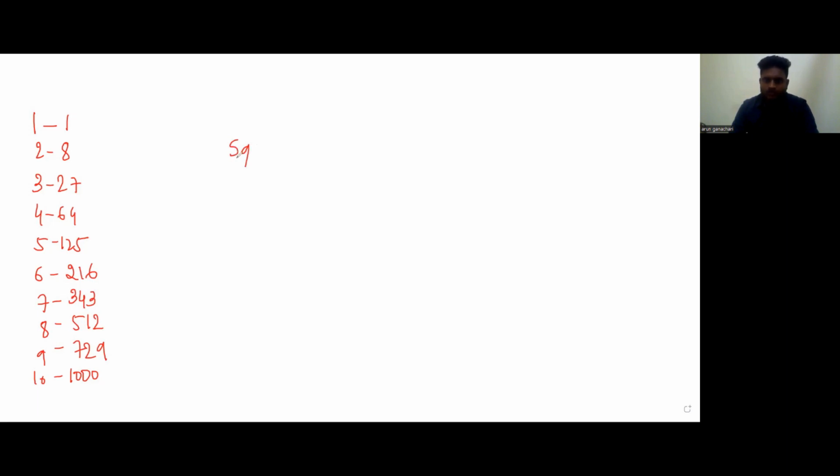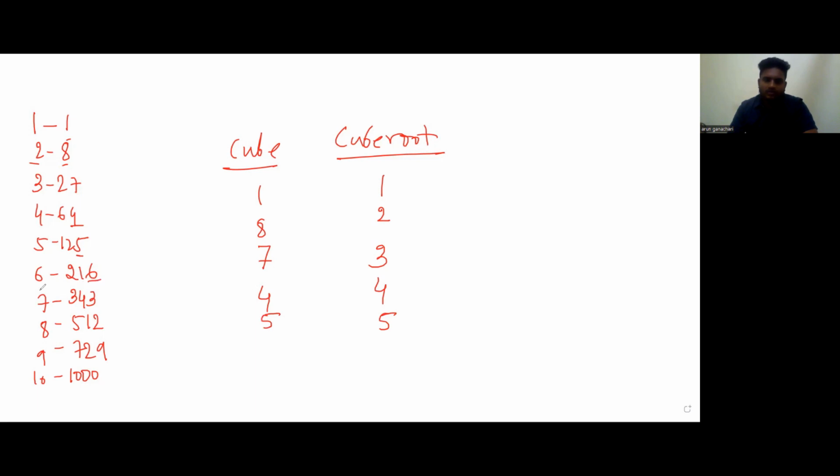Now we look at the cubes and their roots. We are talking about only unit digits here. If the cube has 1, your cube root will have 1. No other number has 1 as the cube root. If your cube has 8, then your cube root will have 2. If your cube has 4, your cube root will also have 4. If 5, also 5. If 6, also 6.